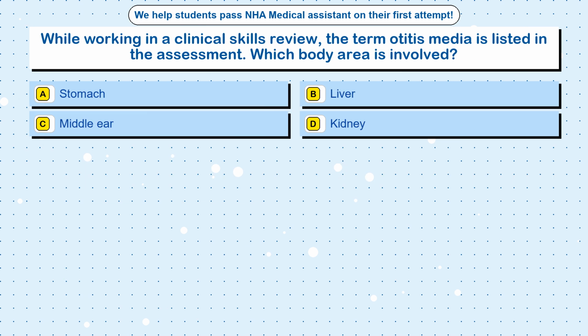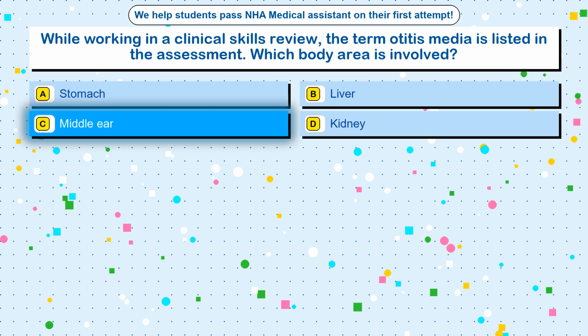Question 25. While working in a clinical skills review, the term otitis media is listed in the assessment. Which body area is involved? Option A, stomach. Option B, liver. Option C, middle ear. Option D, kidney.